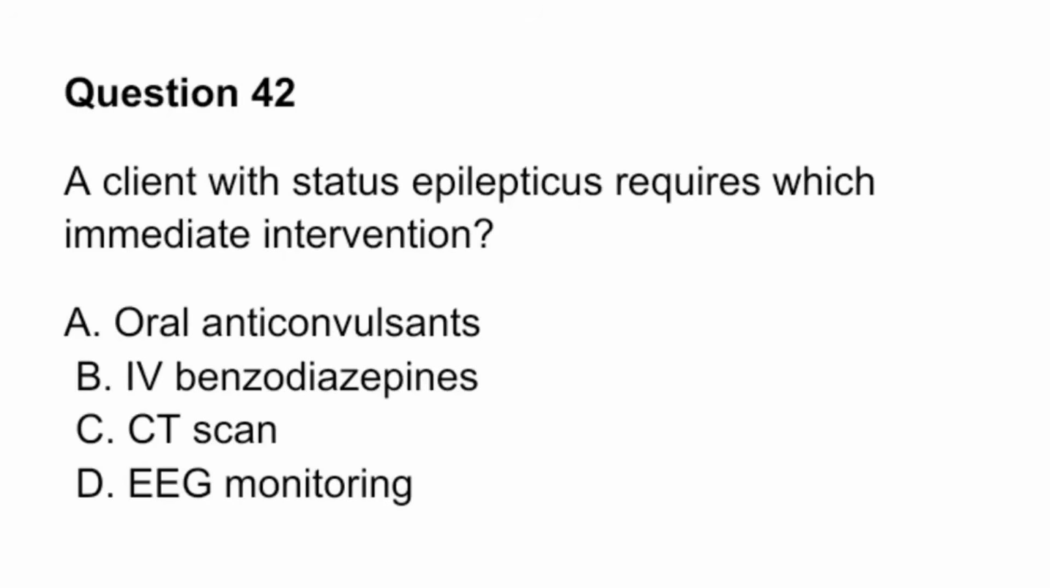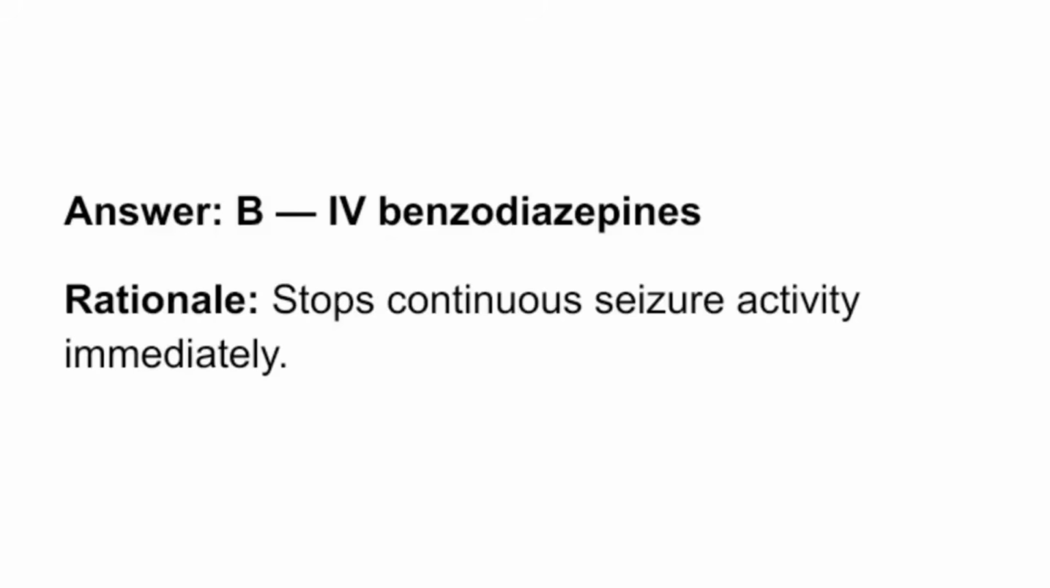Question 42. A client with status epilepticus requires which immediate intervention? A. Oral anticonvulsants. B. IV benzodiazepines. C. CT scan. D. EEG monitoring. Answer B. IV benzodiazepines. Rationale: stops continuous seizure activity immediately.